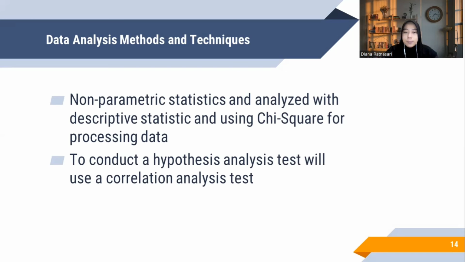And then to conduct the hypothesis analysis, a correlation analysis test will be used. This analysis test aims to see the relationship between two variables, or to find the close relationship between the two variables. The correlation technique is used because, for the same reason, the data obtained from filling out the Likert scale questionnaires will be in the form of ordinal data, which means it is not normally distributed. And then the calculation will be assisted by IBM SPSS Statistics 26.